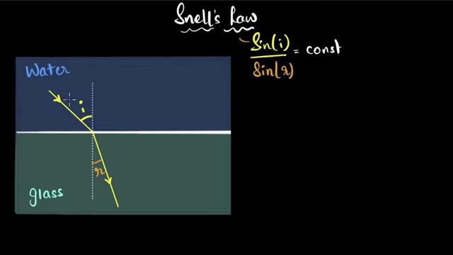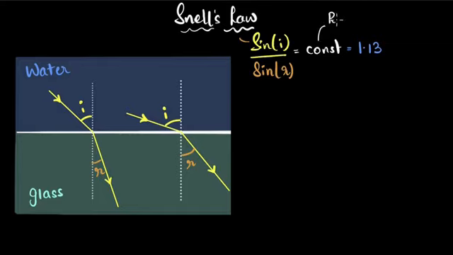This constant depends upon the two media. For example, for water and glass, it happens to be 1.13 as an example, but for different media, this will be a different number. But what's important is that even if I had another ray of light at a different angle, I'll have a different angle of incidence, a different angle of refraction, but sin i by sin r will stay the same. And this constant is called the refractive index.